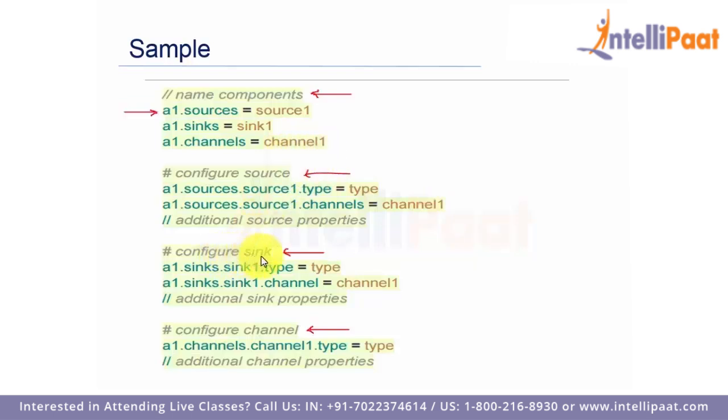Now configure the sink. a1.sinks.sink1. This we have taken from here only. a1.sinks, and its name is sink1. .type, we will provide the type. What is the type of sink? It can be HDFS, or a simple file, or any NoSQL database like Couchbase, Cassandra, HBase, anything. We will define the channel for this sink as well. a1.sinks.sink1.channel equal to channel1, which is the name of our channel.